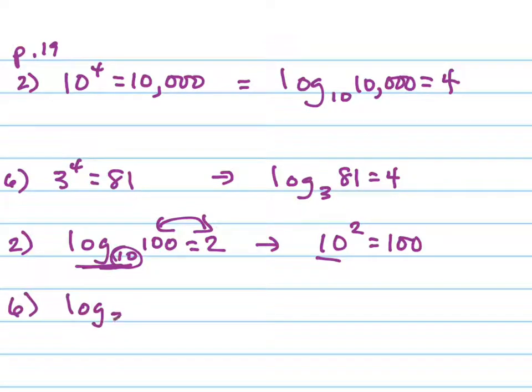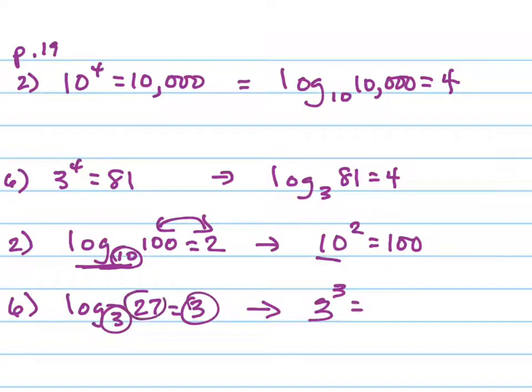Okay, look at number 6. Log base 3 of 27 equals 3. To change that, there's our base, that's the exponent, and that is the answer. Okay, so very straightforward. Practice it though, because it's important that you understand where each piece goes. It's really easy to make a mistake and get them in the wrong place.